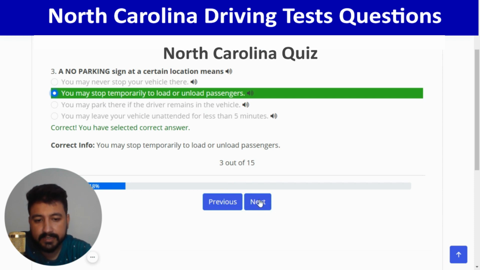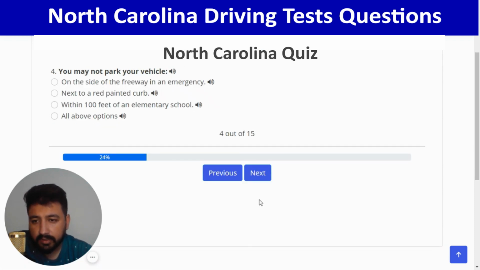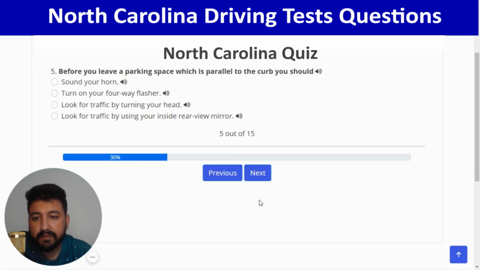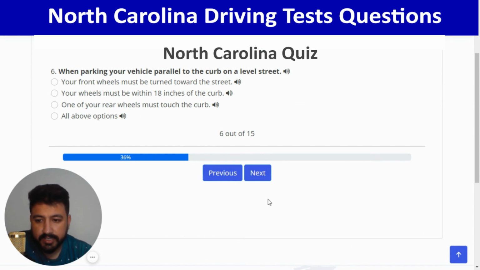Yeah, and next. You may not park your vehicle. The right answer of this question is the second one, which is next to a red painted curb. So I'm going to click on the second option. This is the correct one, and next. Before you leave a parking space which is parallel to the curb, you should. So you can choose the third answer, which is look for traffic by turning your head. Next. The sixth question is, when parking your vehicle parallel to the curb on a level street, the right answer of this question is your wheel must be within 18 inches of the curb, which is the second option, right?